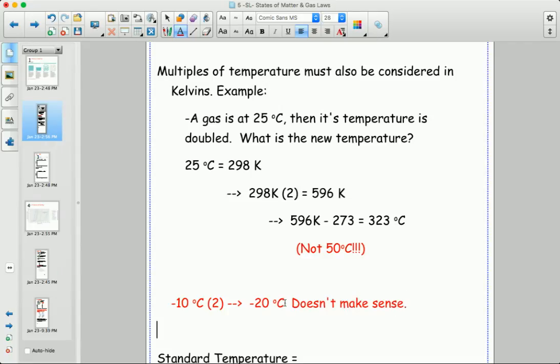So the only way to do this is to first convert it into Kelvin, which would be 263, then double it, that would give you 526, and then you could subtract afterwards to turn it back into Celsius if you needed to.